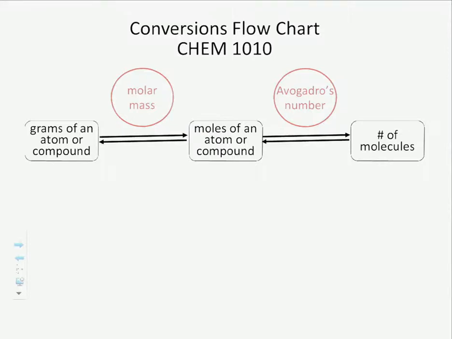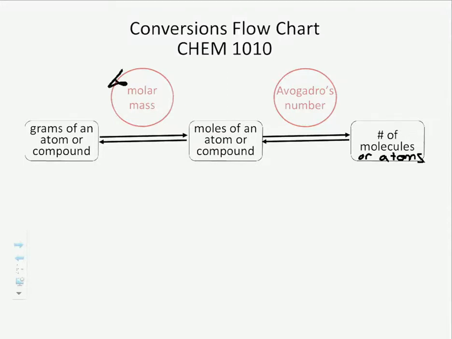The idea here is if we've got grams of an atom or a compound, you can convert to moles of an atom or compound, which is essentially what I just said. But if this flow chart helps you compartmentalize your thoughts, please use it. From moles of an atom or a compound, you can go to the number of molecules or atoms. So if you've got 5 moles of carbon, multiply 5 times 6.022 times 10 to the 23rd to get the number of atoms of carbon. Or if you've got molecules of caffeine, you can go to moles of caffeine, and vice versa.